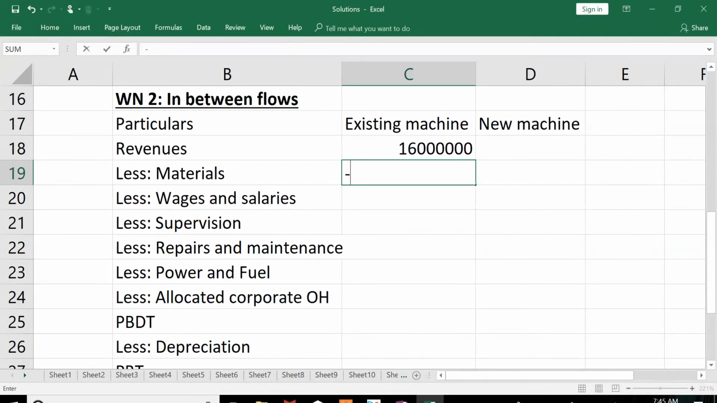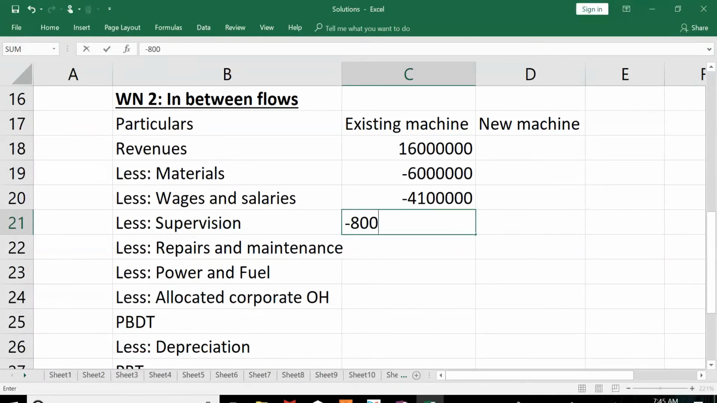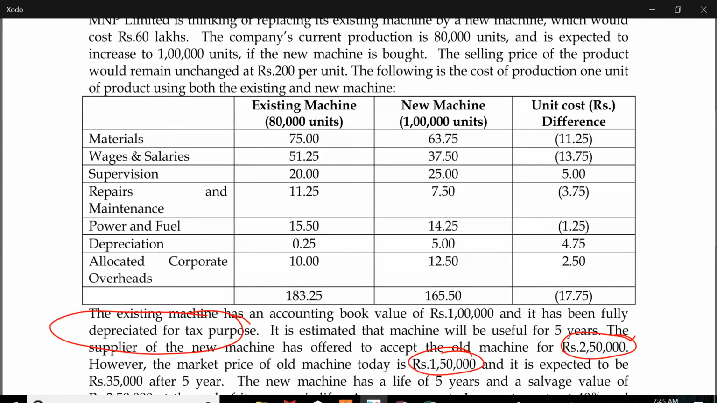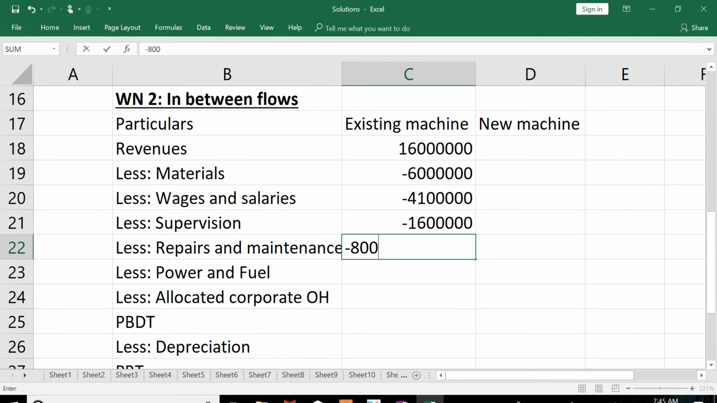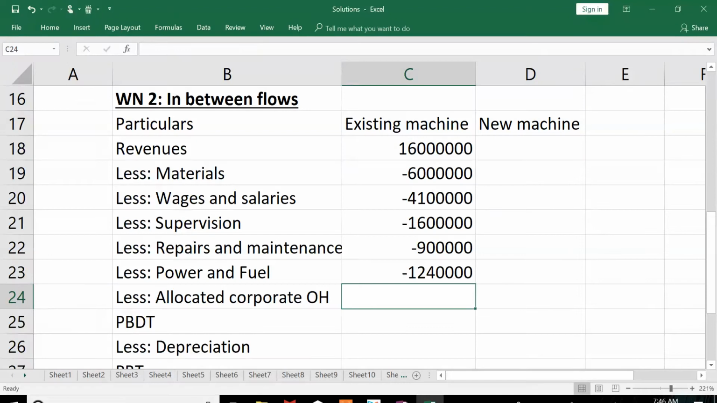Materials is 80,000 into 75. Wages is 80,000 into 51.25. Supervision 80,000 into 20. Repairs is 80,000 into 11.25. Power and fuel is 15.5. Allocated corporate overheads is how much? 10. Into 0.